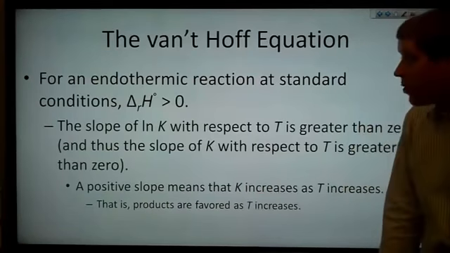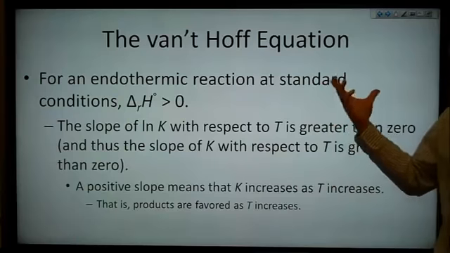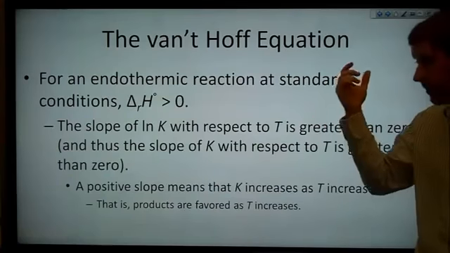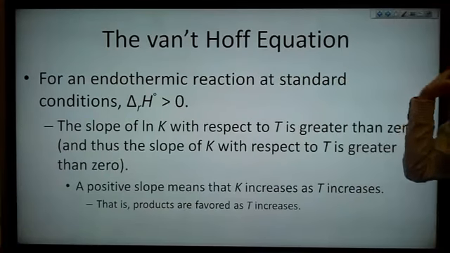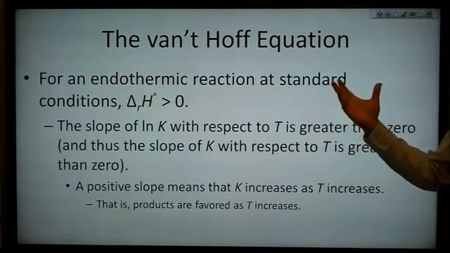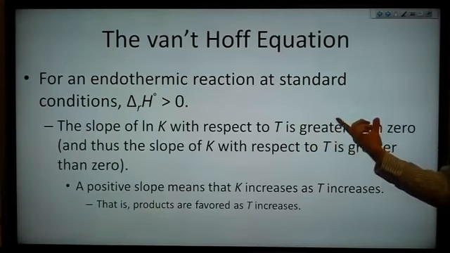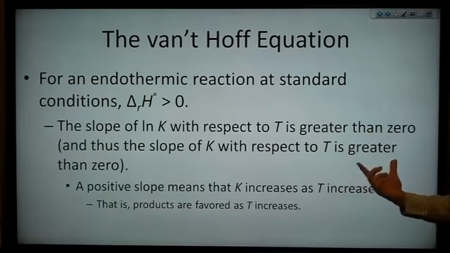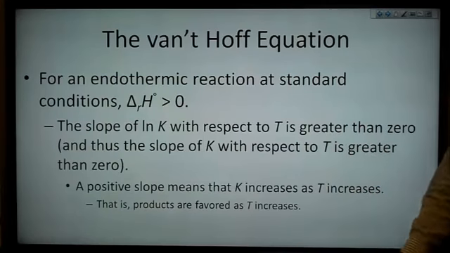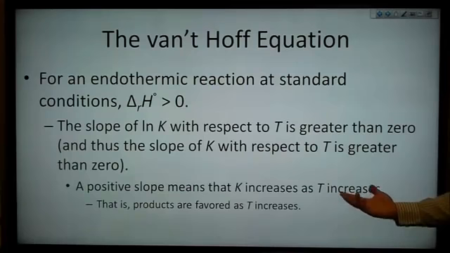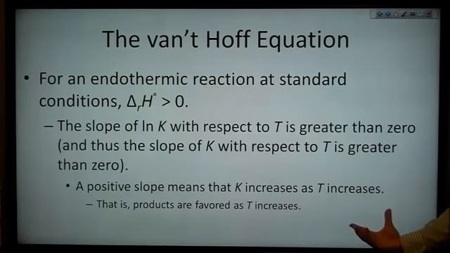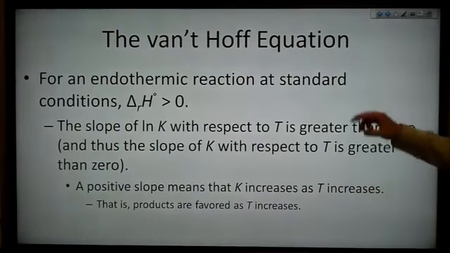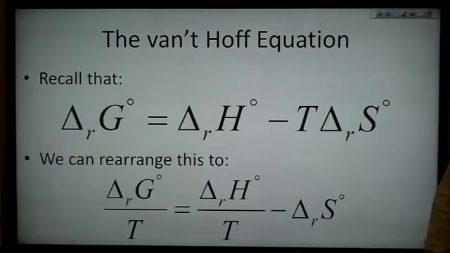On the other hand, for an endothermic reaction at standard conditions, our standard enthalpy of reaction, delta rH naught, is greater than 0 because we have to put in energy to get this to happen. So now the slope of the natural log of K with respect to temperature is greater than 0, and that means that the slope of K with respect to temperature is greater than 0. And a positive slope means that our equilibrium constant K increases as our temperature increases. Which means as we increase the temperature, because K is increasing, we're getting more of our products. So more products are favored as we increase the temperature.